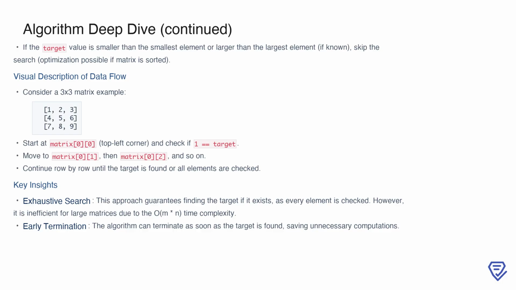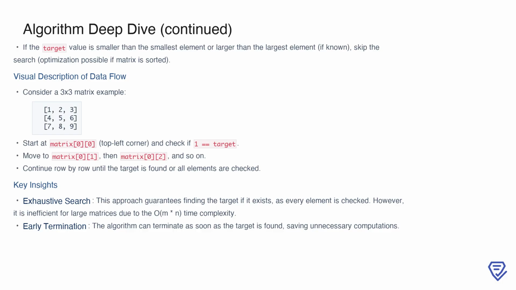Let's visualize the brute force approach using a simple 3x3 matrix example. Starting at the top left corner, matrix[0][0], we check if the value 1 matches the target. If not, we move to the next column, matrix[0][1], and continue row by row until the target is found or all elements are checked. This exhaustive search ensures that every element is considered, so if the target exists, it will be found.